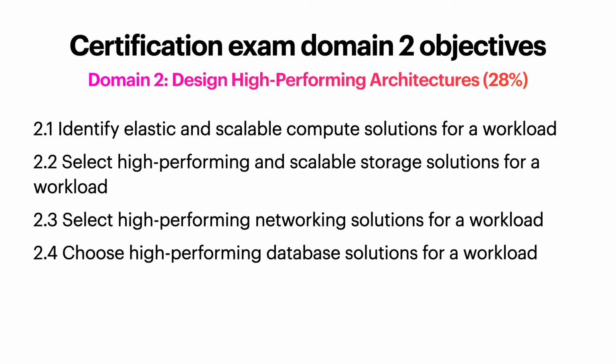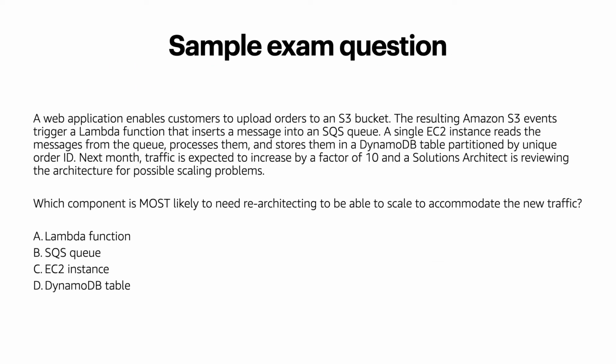The second domain is to show your ability and the required skills to build a high-performing architecture. So let us take an example of a question given in the exam. A web application enables customers to upload orders to an S3 bucket. The resulting Amazon S3 events trigger a Lambda function that inserts a message into an SQS queue. A single EC2 instance reads the messages from the queue, processes them, and stores them in a DynamoDB table partitioned by a unique order. So up to this point, everything is good.